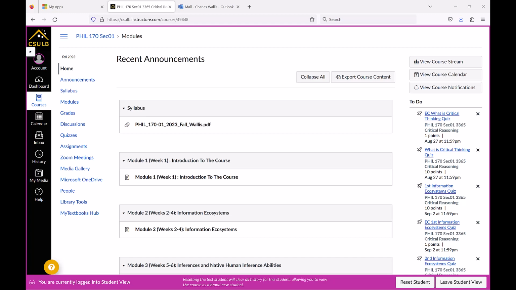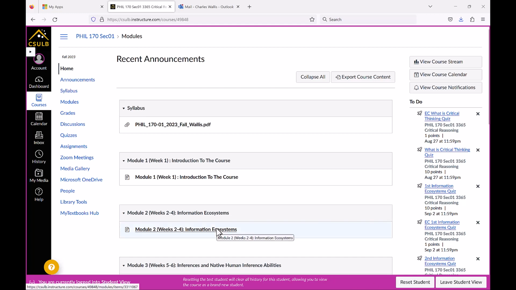The first module is the syllabus. Now, I've attached the syllabus to the announcement that went out on Sunday morning, but if you need another copy of the syllabus, you can't seem to find where it is, or so on, by all means come here and you can download the syllabus from here.